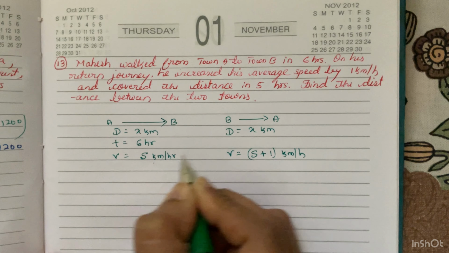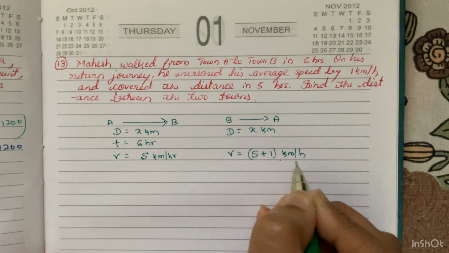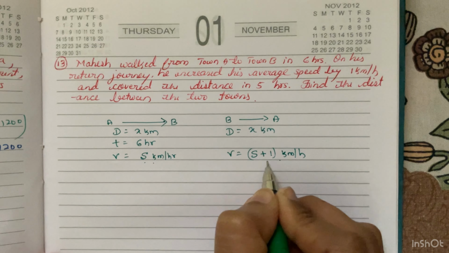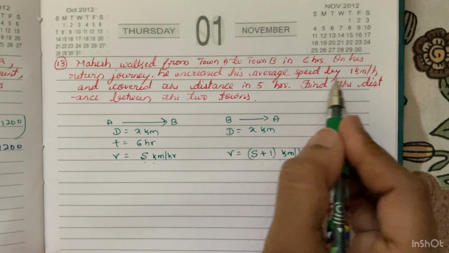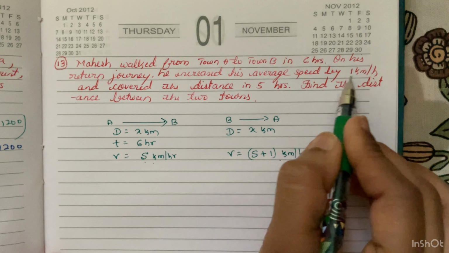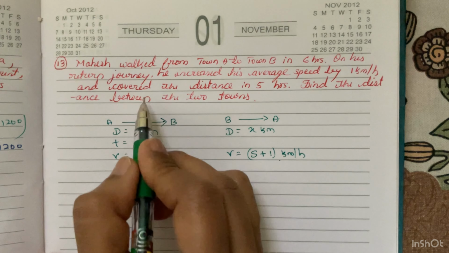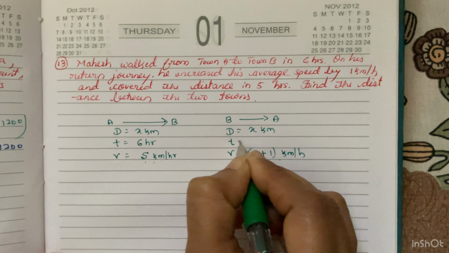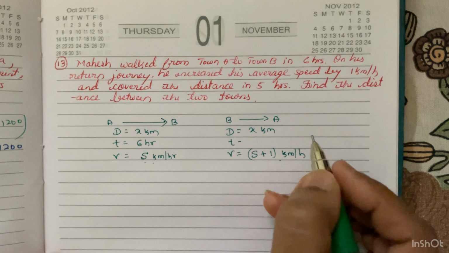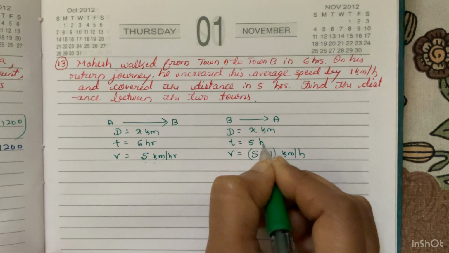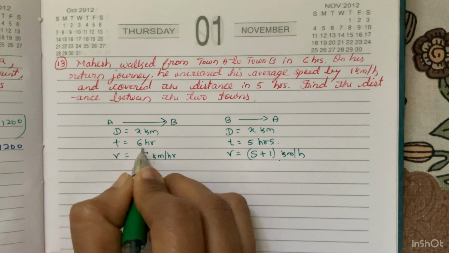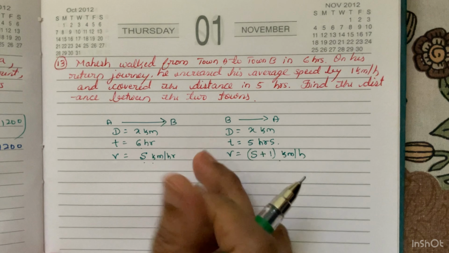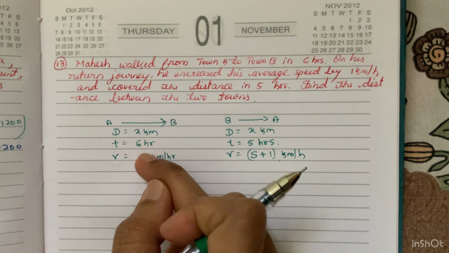If it is 55 here, it will become 56 kilometer per hour. Since we don't know the speed, I'm writing capital S and adding plus 1, because in the question it has been mentioned that the average speed has increased by 1 kilometer per hour and he covers the distance in 5 hours. To cover B to A by walk, he has taken only 5 hours compared to the first one, which was 6 hours because the speed was less. So the time has changed from 6 hours to 5 hours.